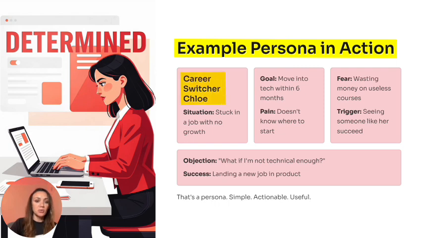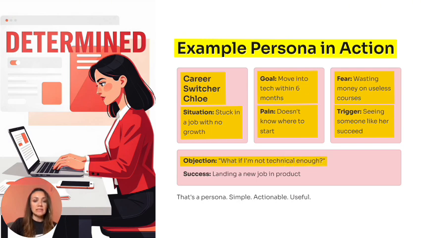So here's an example of persona in action. She is a career switcher. Her name is Chloe. She's stuck in a job with no growth. Her goal is to move into tech within 6 months. Her pain point is she doesn't know where to start. Her fear is wasting money on useless courses. Her trigger is seeing someone like her succeed. Her objection is, what if I'm not technical enough? Success is landing a new job in product.